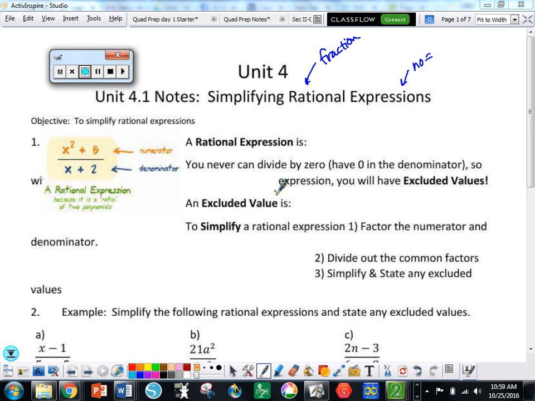Okay, so we're simplifying fractions, basically. But our fractions are going to look a little bit different. Now, really quick, if I had 3 plus 2 divided by 3, could I cross out the 3's and call my answer 2? No.